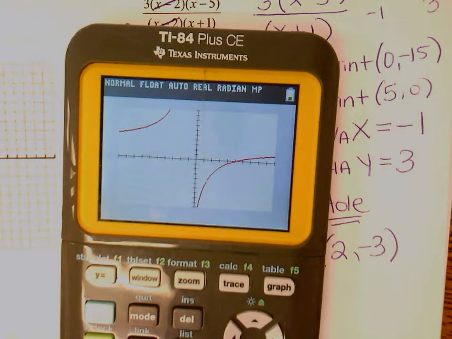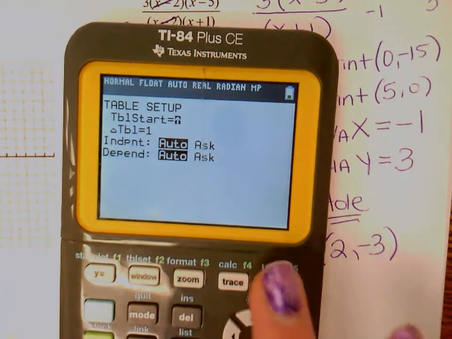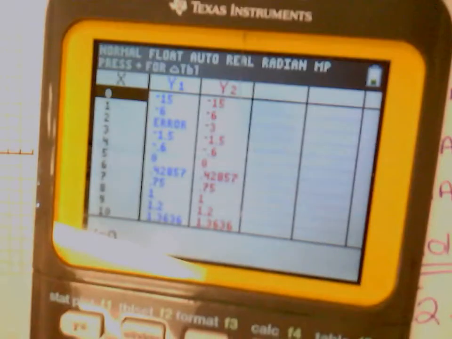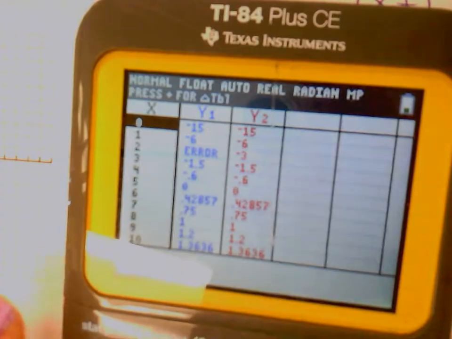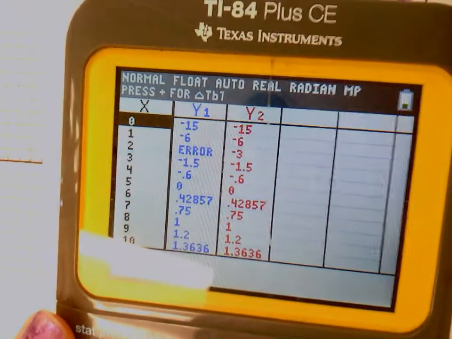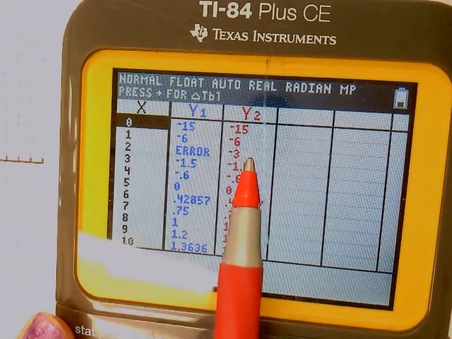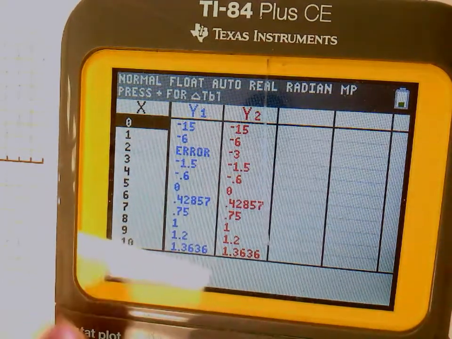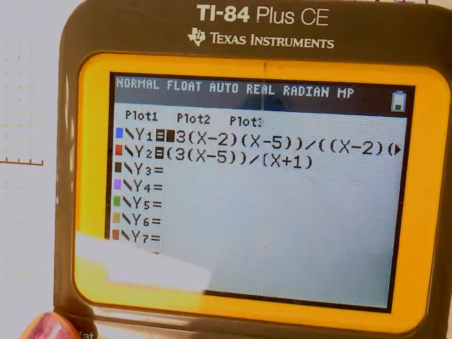The only place that you're going to see the difference is in the table. So if I go to the table, where did we say the hole was at? 2, right? So see how at positive 2, the original function, because that factor was sitting in the denominator, had an error. So it has a hole at that point. Because I typed in this new function and that factor is now gone, you don't see the difference in the table.